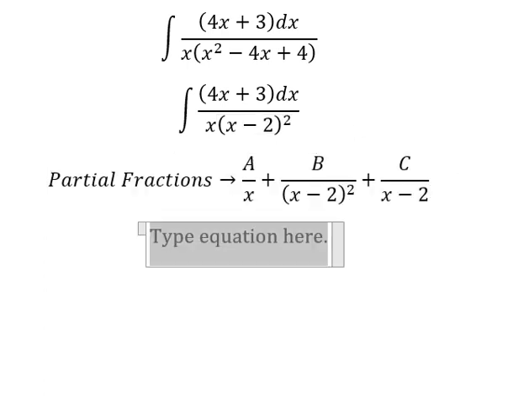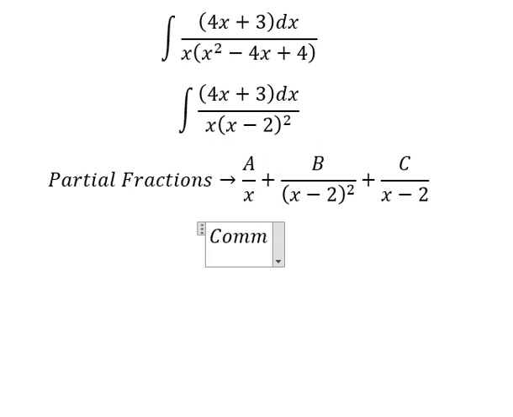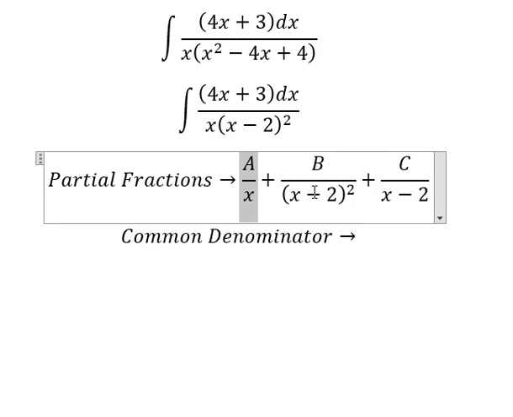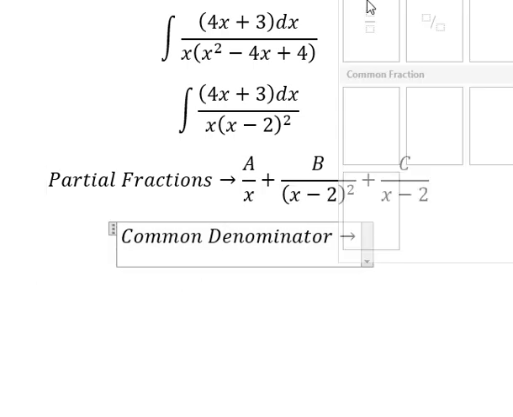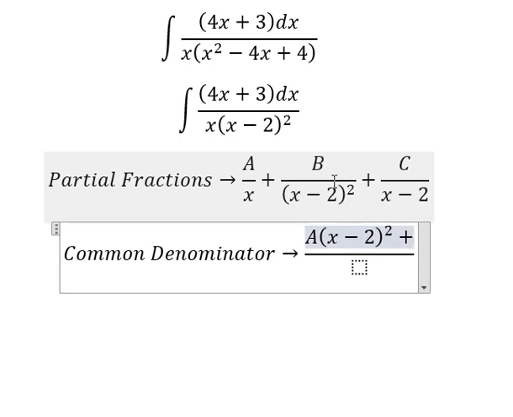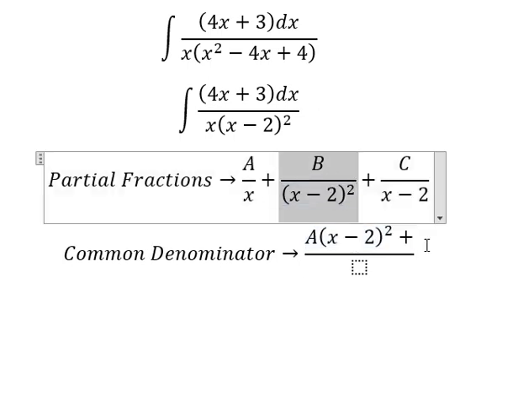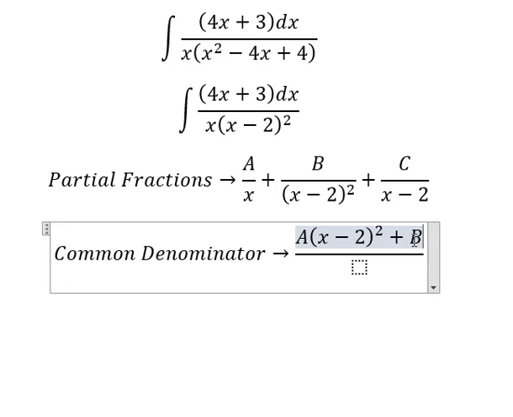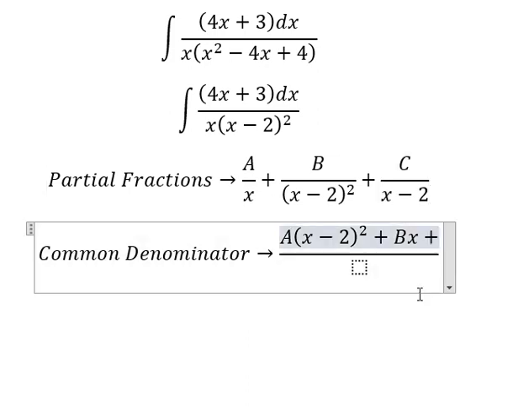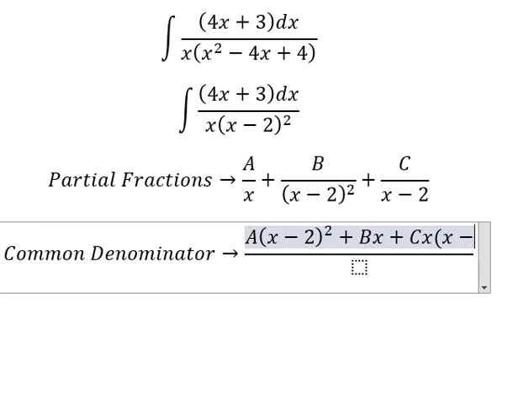Next, we can do the common denominator. About this one, it is missing (s minus 2) squared, so capital A multiplied by this one. This one is missing s, so capital B multiplied by s. This one is missing s and (s minus 2), so capital C multiplied by s and (s minus 2).